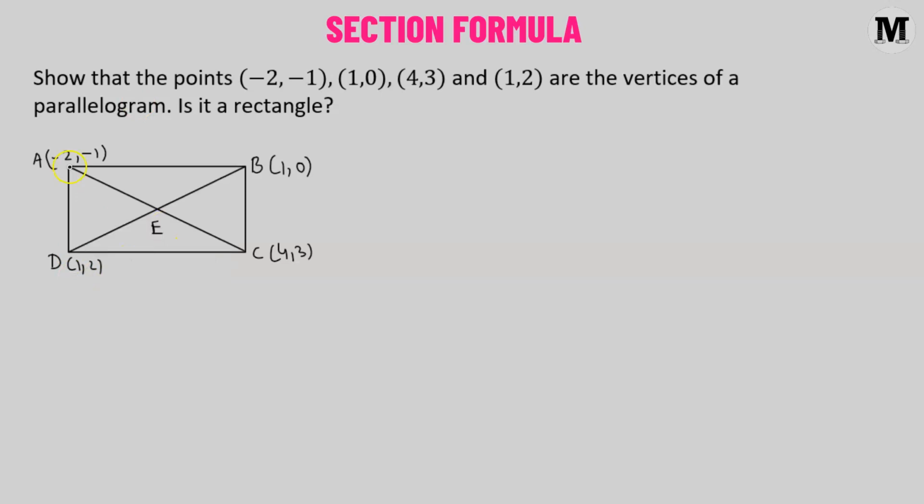We'll try to find the midpoint of diagonal AC. So let's start by first finding the x coordinate. All we have to do is take the sum of the x coordinates of the endpoints. So that's -2 plus 4, and we're going to divide it by 2. And then to find the y coordinate, we add up the y coordinates of the endpoints. So that's -1 plus 3, divided by 2.